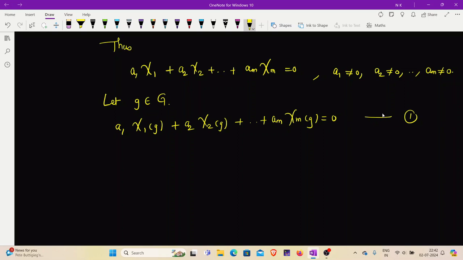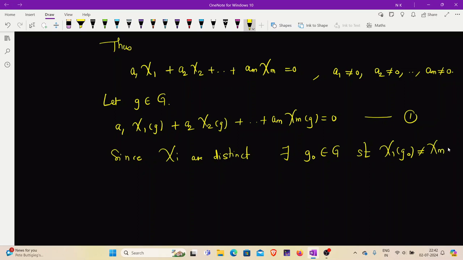Since all these characters chi i are distinct, definitely there exists some g naught belonging to G such that chi 1 of g naught is not equal to chi m of g naught. So since this first expression is true for any g belonging to G, we will replace g by g naught g.